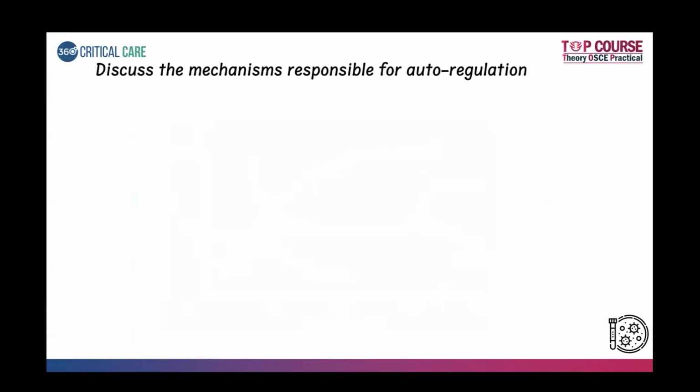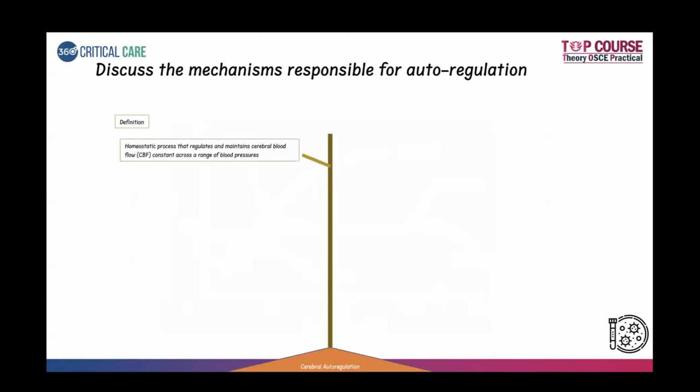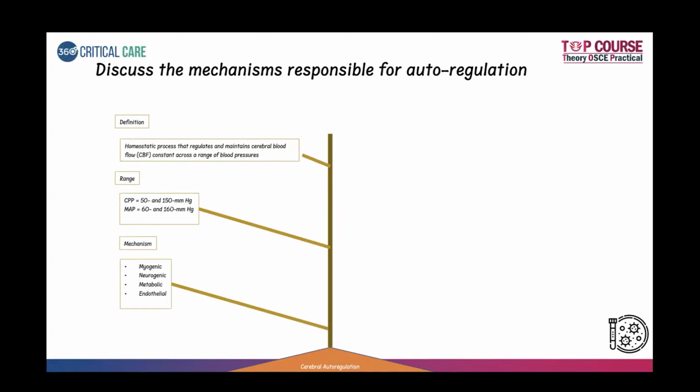Now discuss the mechanism responsible for autoregulation. Very important question. If it comes as a question in the exam, you need to write what you mean by autoregulation. Autoregulation is a homeostatic process that regulates and maintains cerebral blood flow constant across a range of blood pressure. The range is a mean arterial pressure of 50 to 150, or 60 to 160, you can say, and a CPP of 50 to 150. Now the mechanisms, we talked about that: myogenic, neurogenic, metabolic, endothelial. If this question comes, this is the pattern of how you answer.